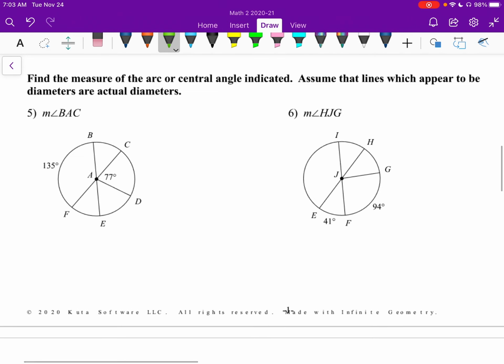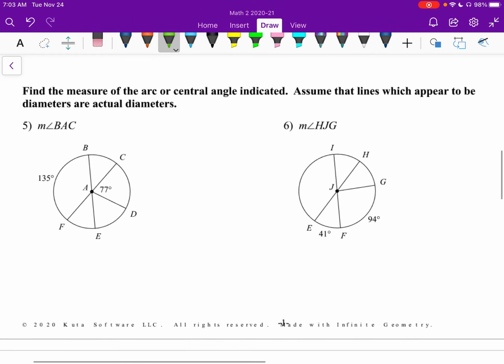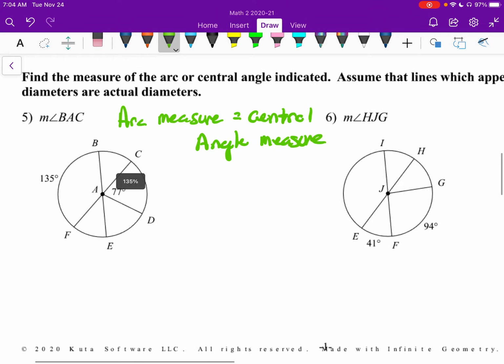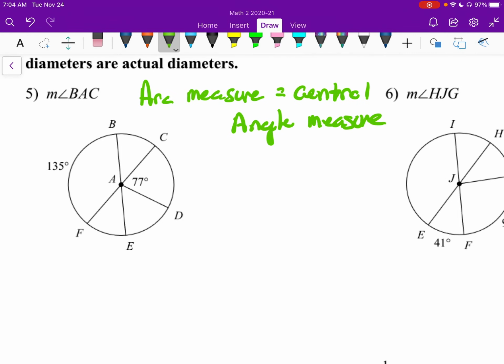Number 5, find the measure of the arc or central angle indicated. Assume that lines which appear to be diameters are actual diameters. Now, I don't know that I said this yet, but the arc measure equals central angle measure. So here we want angle BAC. Where is that going to be? BAC. So we want this angle here.